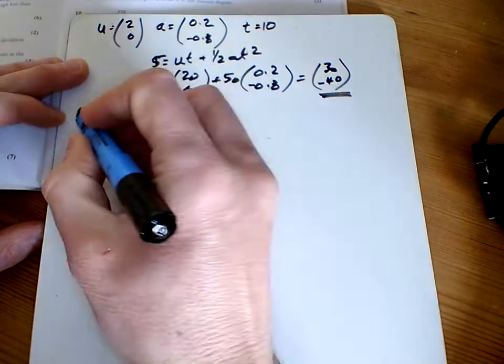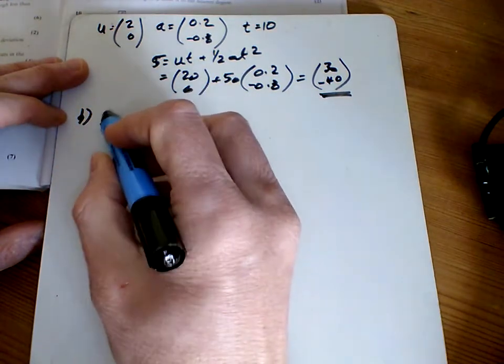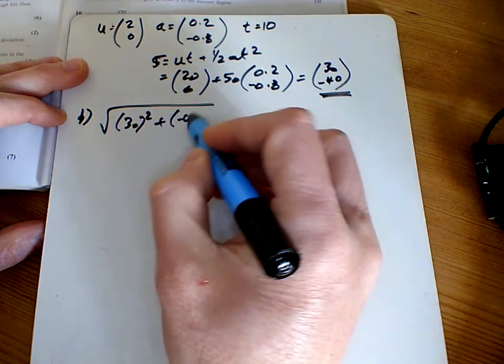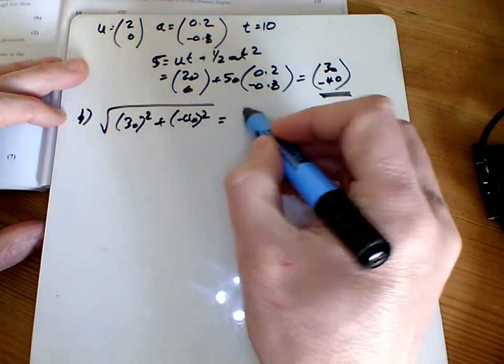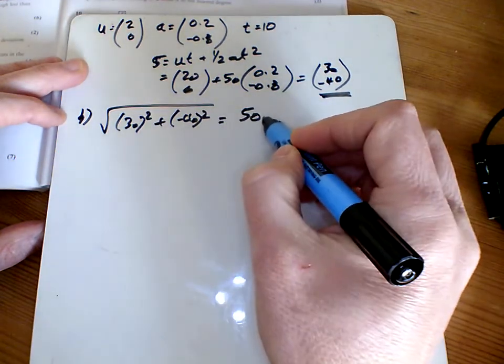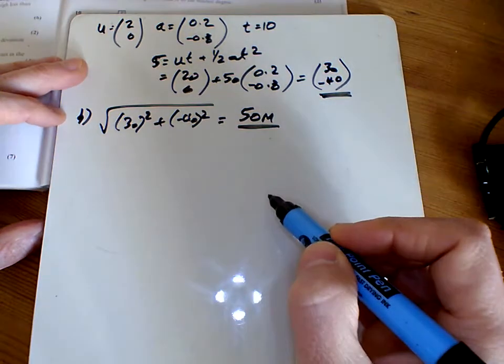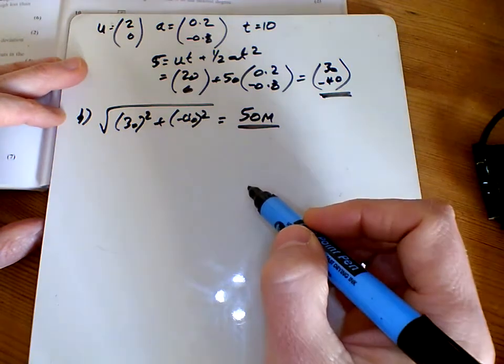The distance, so part B, find the distance, usual thing. We're just going to square root that. And clearly it's just a 3, 4, 5 one again, isn't it? So it's 50 meters. 50 meters? Yes, 50 meters from the starting point.